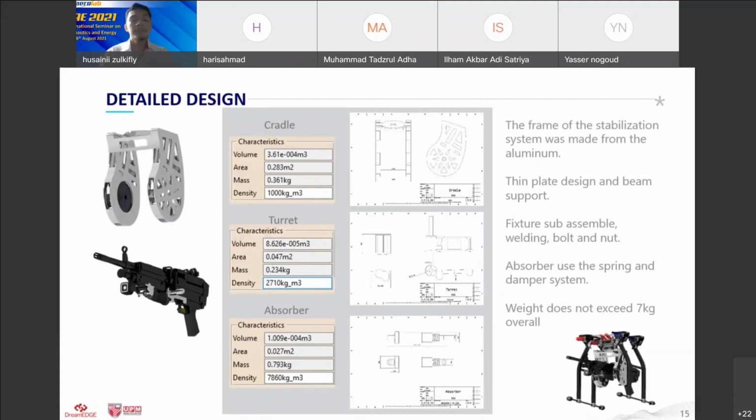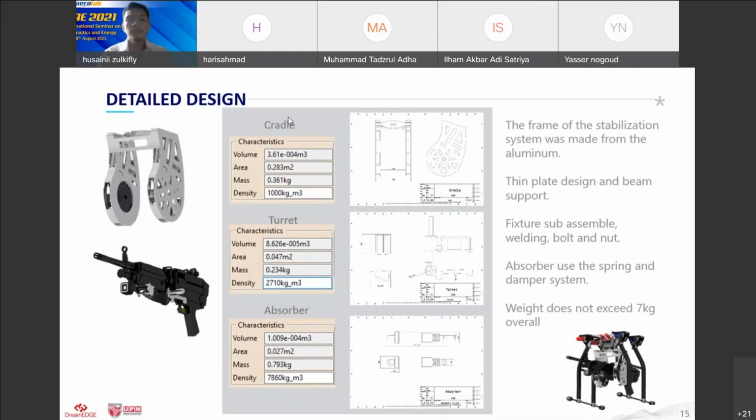So this is a part of the component that has been designed. And the frame of the system was made using aluminium. We use the concept of thin plate instead of solid part because it would cause a lot of mess later on. And for the fixture, we have to select whether we will use the welding point or the bolt and nut, because each fixture will also cost weight.